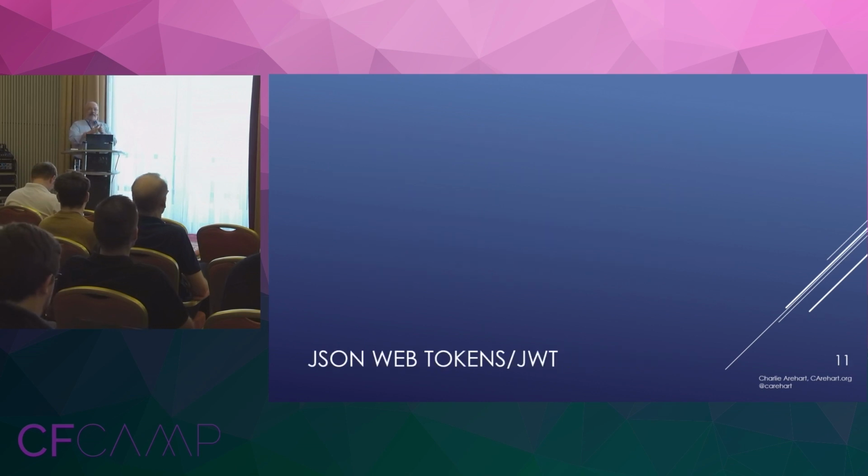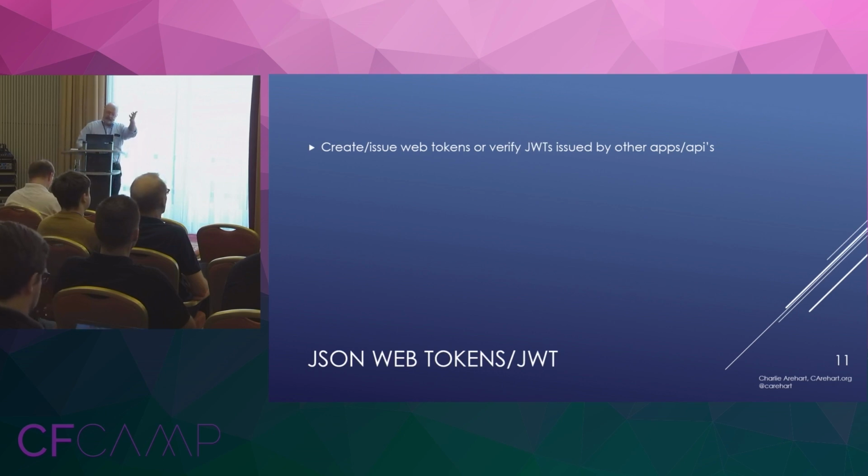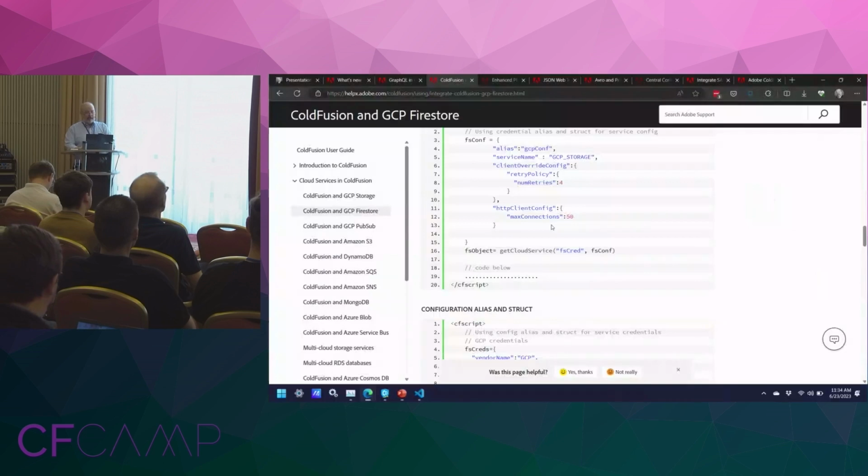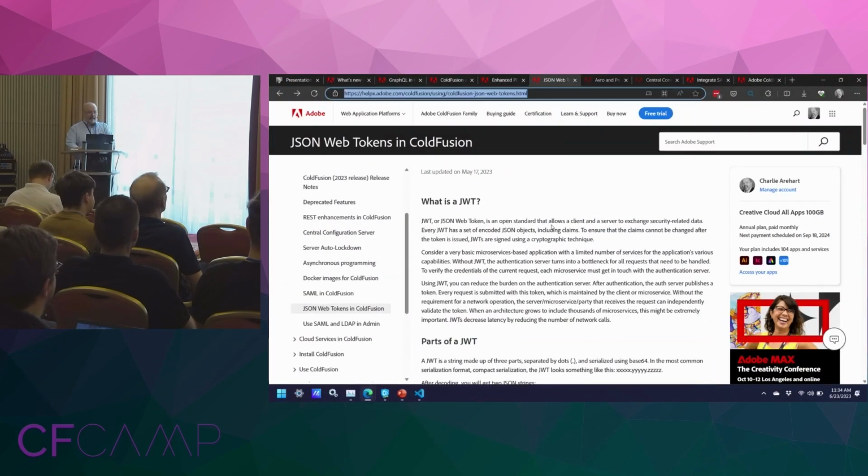Sticking with the developer features for now, the next major section of capabilities was JSON Web Tokens, JWTs. So now CFML in ColdFusion has direct support for creating and issuing JWTs and verifying them if they're issued by other apps and APIs. So again, there's a whole doc page on it, lots of examples on it. I'll leave you to explore that. One thing I will say, in case you go look at it, you could be left thinking, no, there's not any documentation on that.